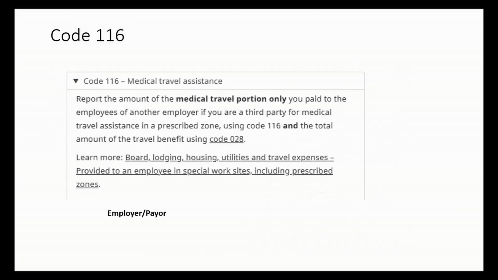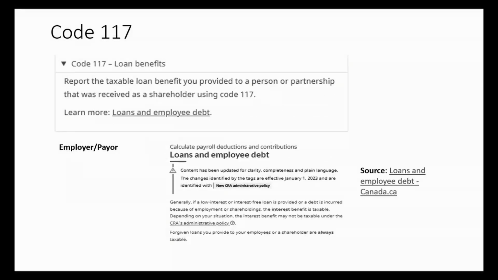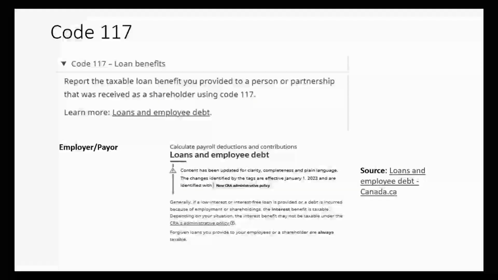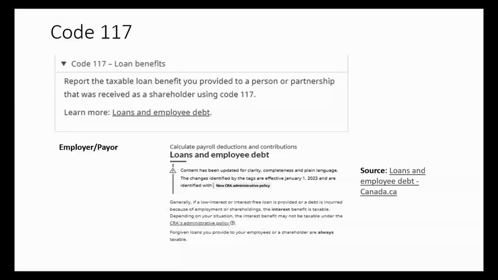Okay, code 116, medical travel assistance. Code 117, loan benefits. So report the taxable loan benefit you provided to a person or partnership that was received as a shareholder. Okay, so loans and employee debt. Generally, if a low interest or interest-free loan is provided or a debt is incurred because of employment or shareholdings, the interest benefit is taxable. Depending on your situation, the interest benefit may not be taxable under CRA's administrative policy.